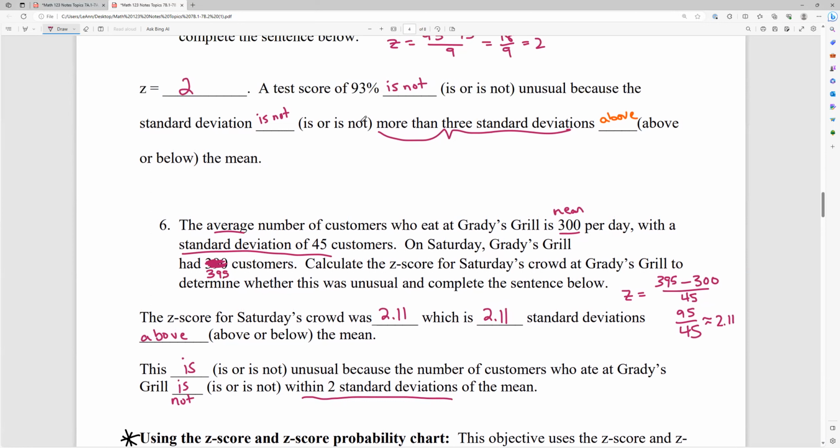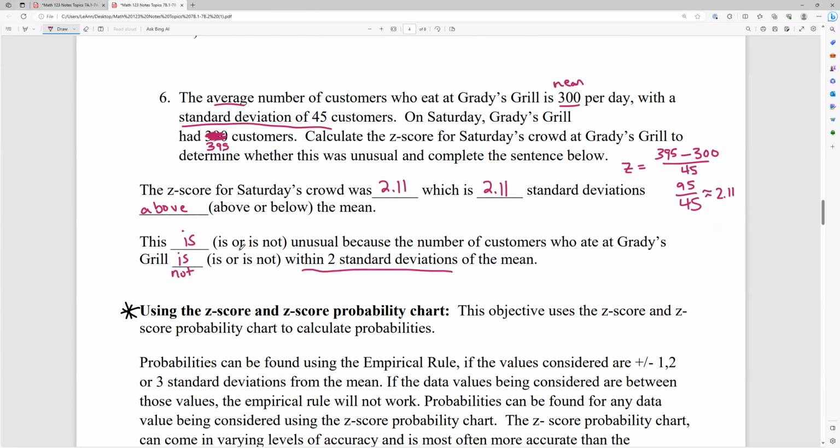So you just have to be careful. When we read this, it says a test score of 93% is not unusual because the standard deviation is not more than 3 standard deviations above the mean. With this one, they worded it a little differently. They said within. So look, this is unusual because we said if it's outside of 2 on either side, so -2 to 2, that would be unusual. So this is unusual because the number of customers who ate at Grady's Grill is not within the 2 standard deviations of the mean. So they just worded them slightly different, so you do have to read these carefully.